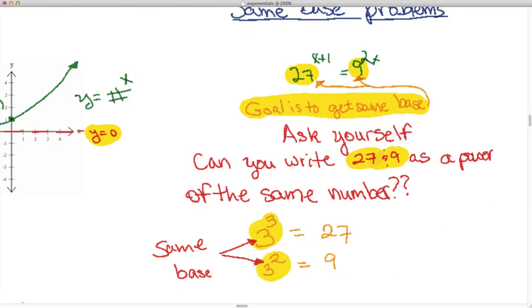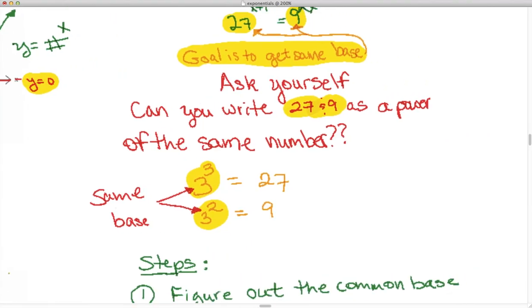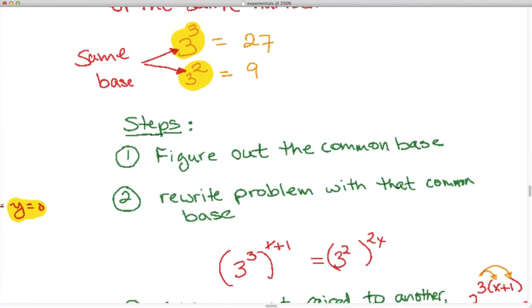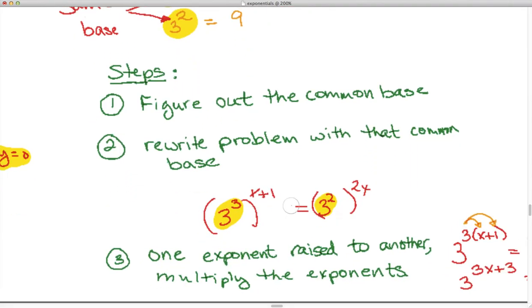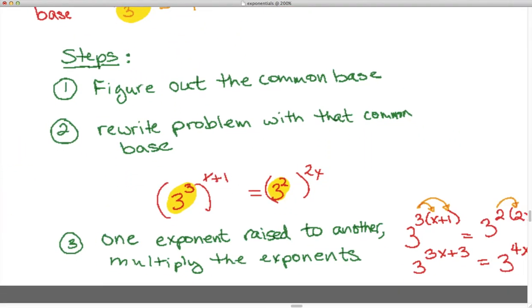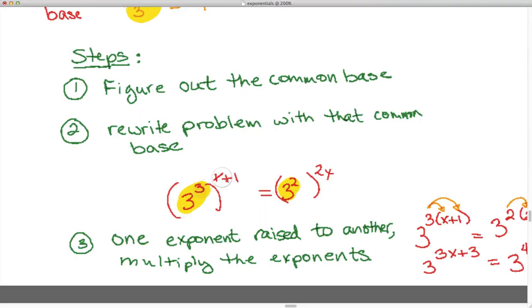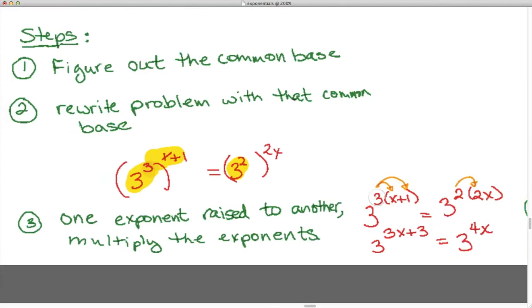So what you can do is rewrite it. First, here are the steps formally written out for you. But once you figure out what the common base is, you're going to rewrite it: 27 has become 3 to the third, and 9 has become 3 squared. After you do that, when you have one power raised to another power, you multiply the exponents. So you're going to end up with 3 to the 3x plus 1 and 3 to the 2 times 2x.